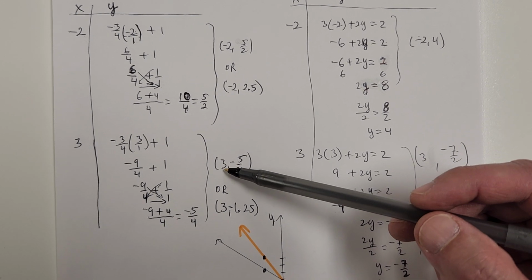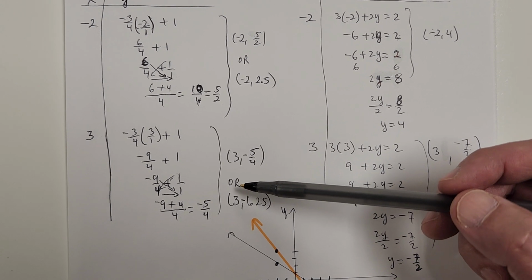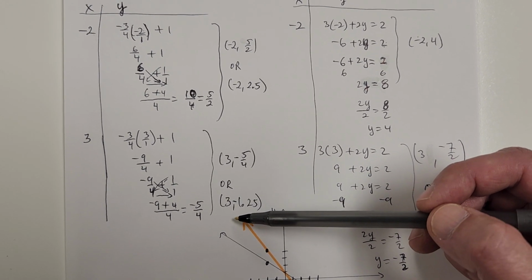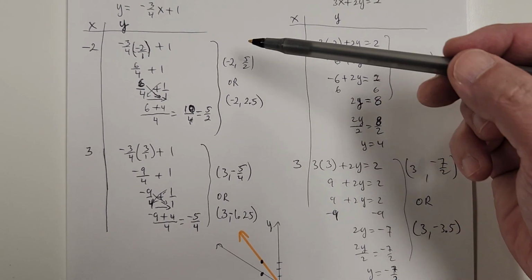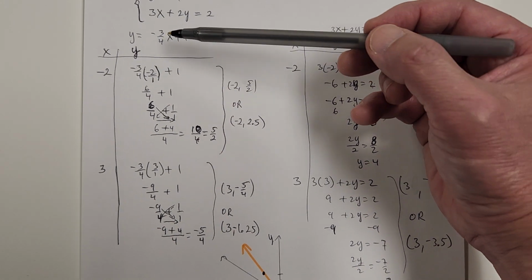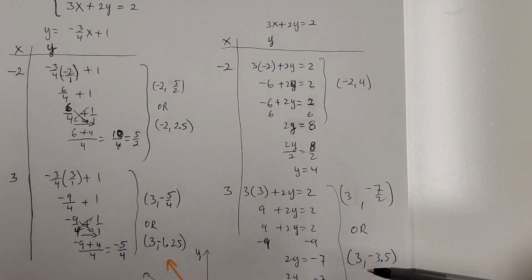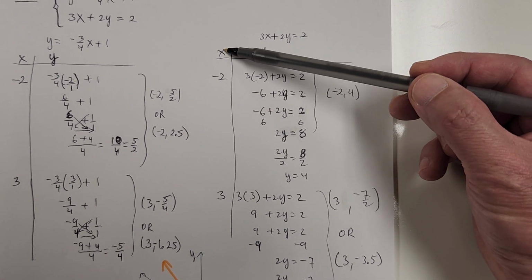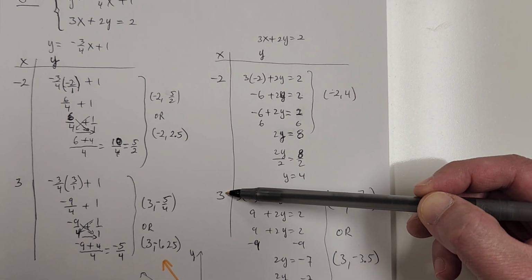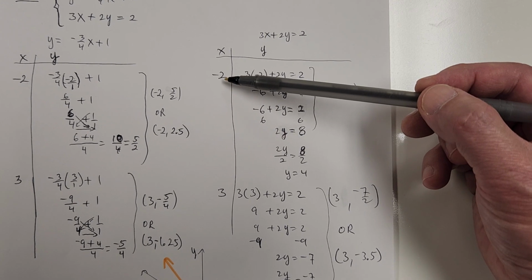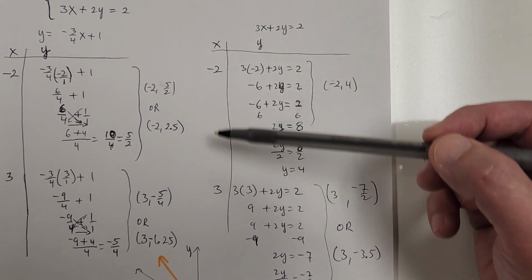So my second point is 3 comma -5 over 4, or in decimal, 3 comma -1.25. That's the 2 points for the first equation. Repeat this process with the second equation. Again, you can choose any x you want. However, 0 and 1 would be the best place, but in this video I'm choosing other numbers so that you can see how it is solved, besides just 0 and 1.